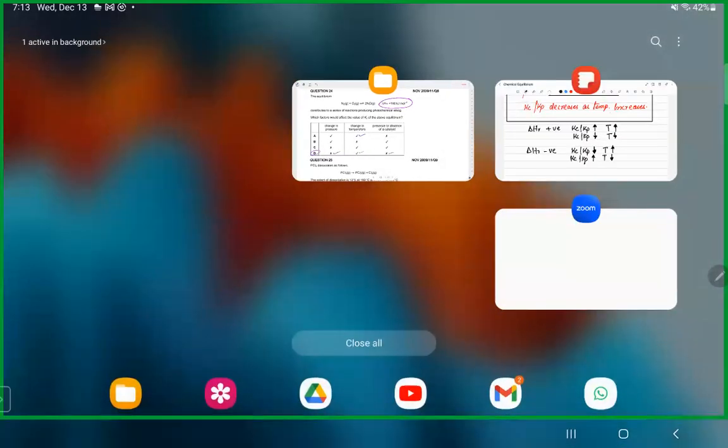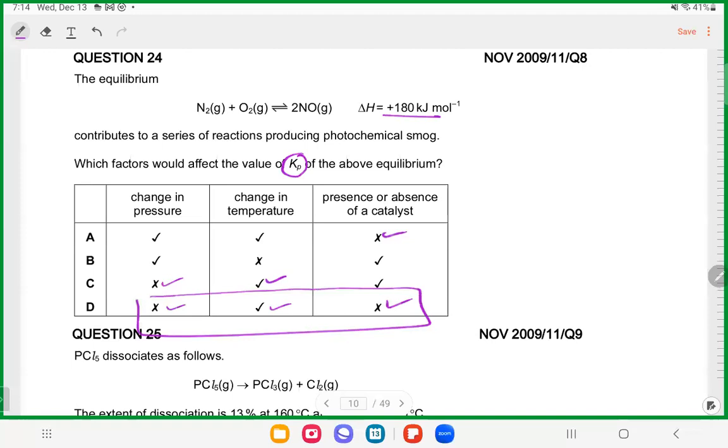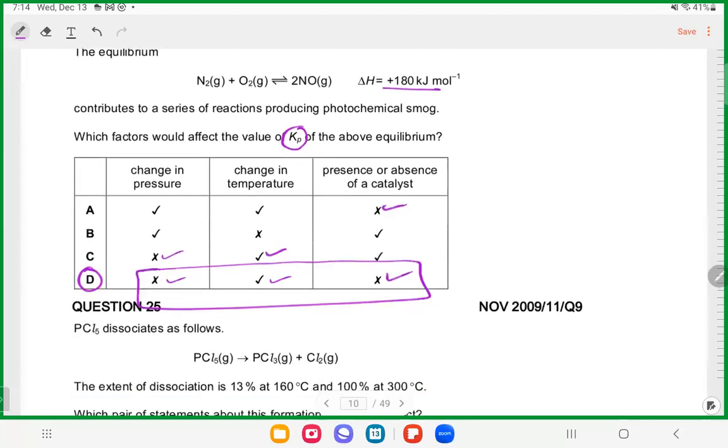Let's see. In this one, you can see this is a question we just did. Yeah, this one. It says the equilibrium for this particular reaction, the reaction is endothermic, contributes to the series of photochemical smog. Which factor would affect the value of Kp? Okay? Effect of pressure, there should be no effect of pressure. Effect of catalyst, there should be no effect of catalyst. Effect of temperature, yes, effect of temperature. So where are all the ticks coming? The statement D is the correct statement.